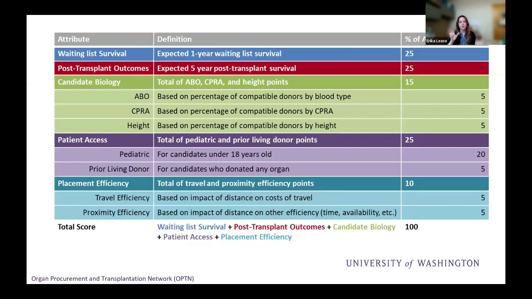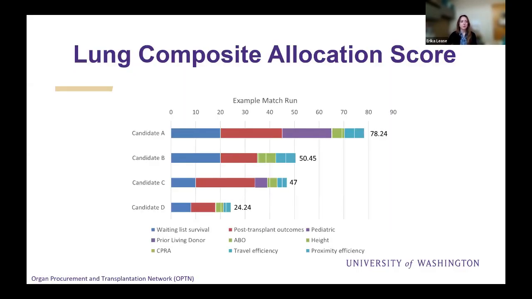I'm not going to walk through all of this, but I just wanted to give you a visualization. And this is, of course, before the change that Dr. Hartwig will discuss. But you can see how the different points break down. You can see that under candidate biology, CPRA and height were added, which were not under lung allocation score. And then, of course, there is this placement efficiency that's added once donor lungs are actually available. It's the distance between the donor hospital and the transplant hospital. And again, I'm not going to walk through the actual points, but just to give you a visualization, especially for those non-US listeners, it gives you an idea of how the different categories add up to create the overall score, which then is how lungs are allocated.